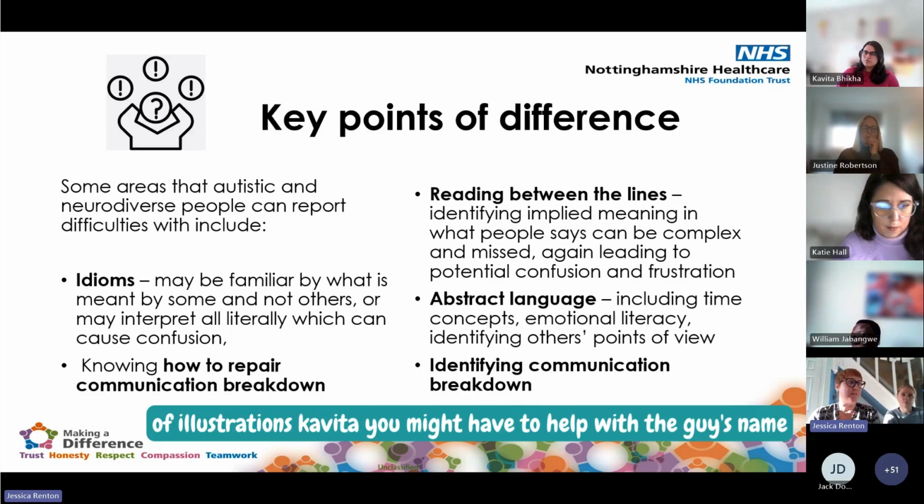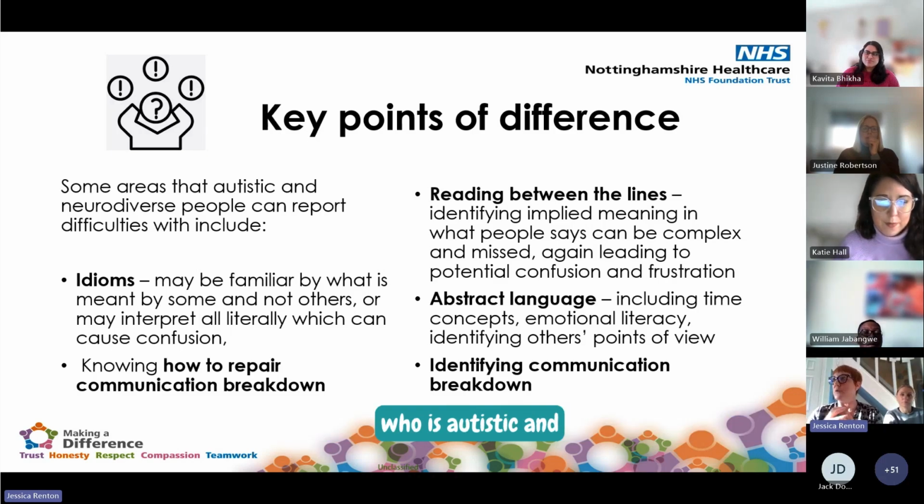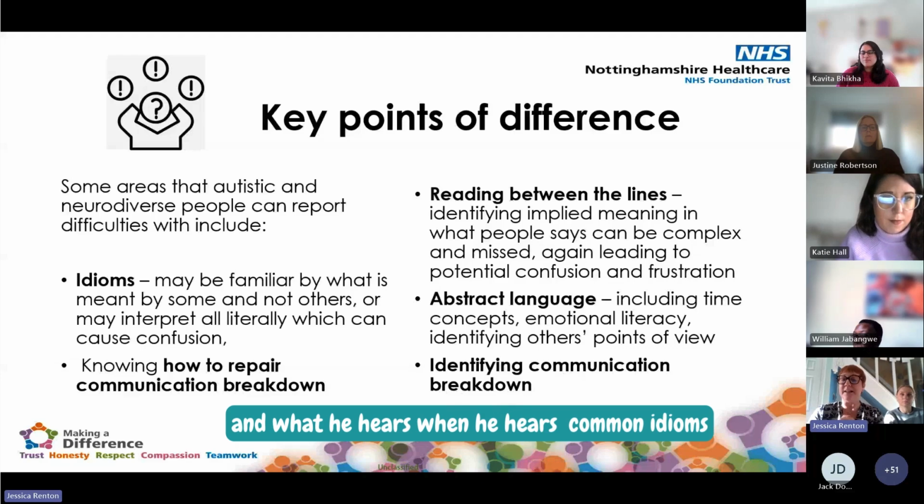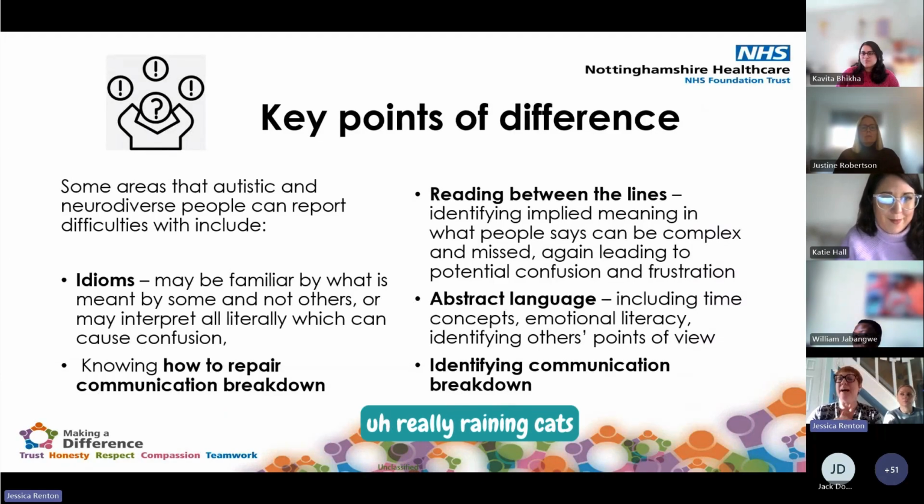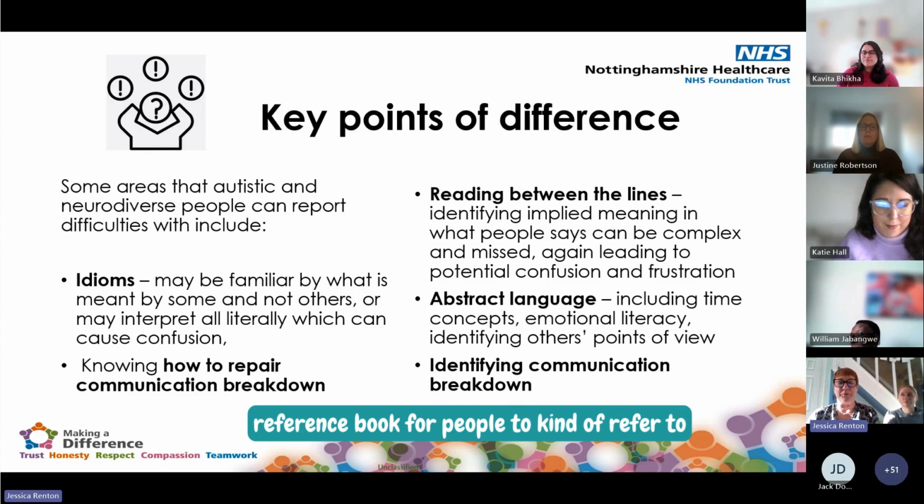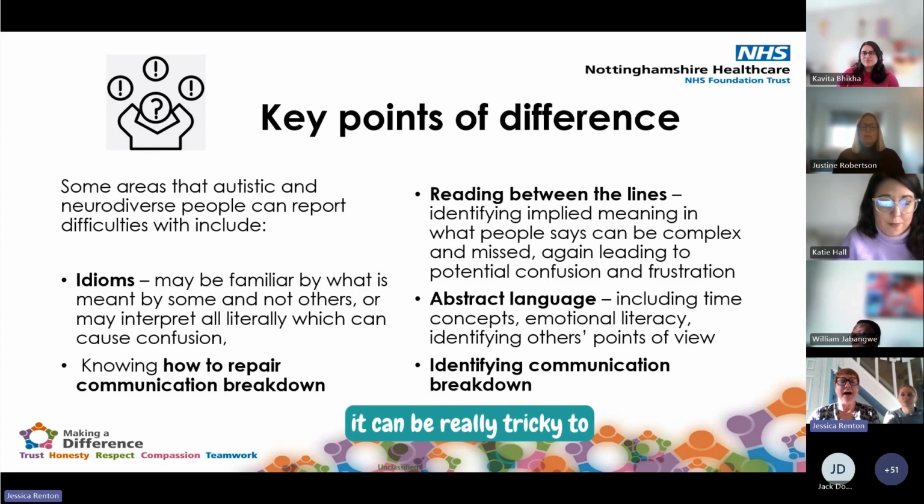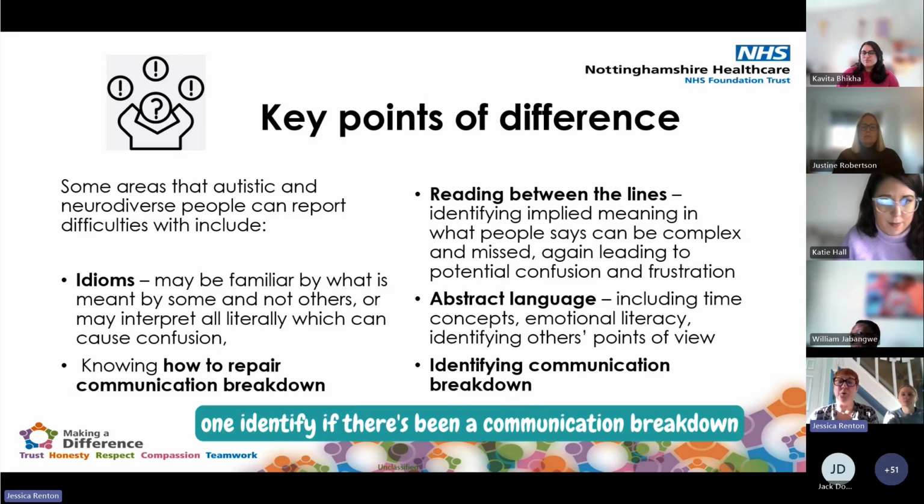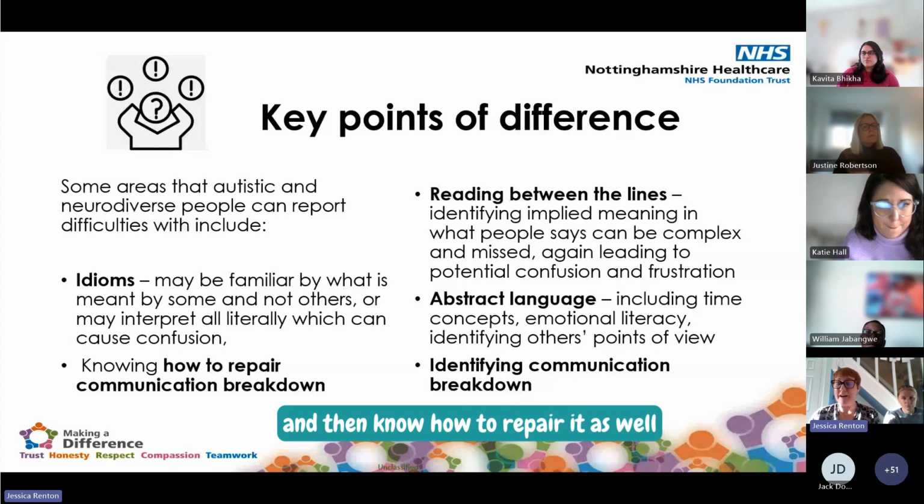There is a brilliant book of illustrations, Kavita, you might have to help me with the guy's name, who is autistic, and he illustrates what he sees and hears when he hears common idioms. It's brilliant because you're like, oh right, okay, raining cats and dogs is literally, he sees it raining cats and dogs. It's a great reference book for people. It can be really tricky to identify if there's been a communication breakdown and then know how to repair it as well.